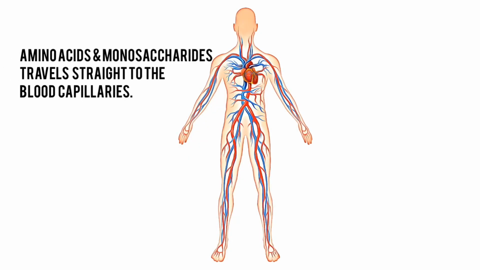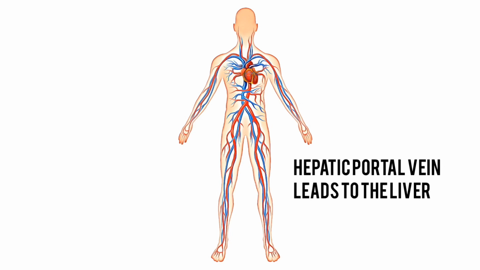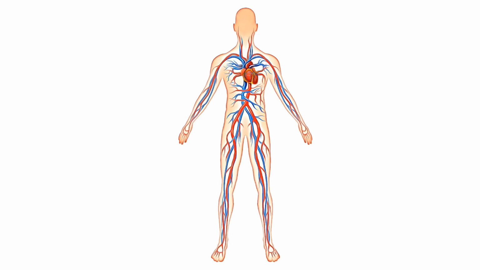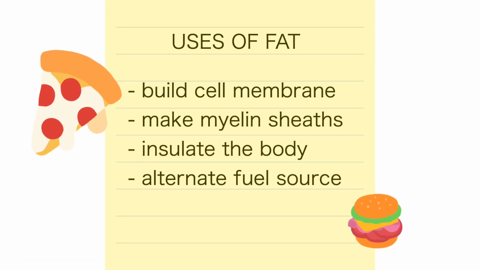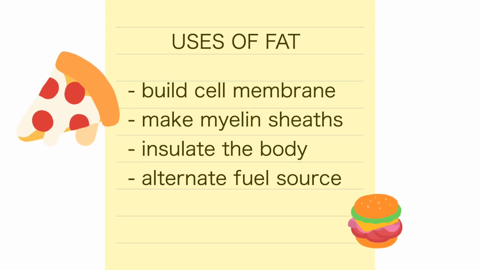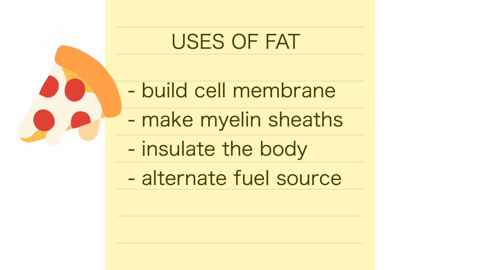This differs from protein and carbohydrate digestion because amino acids and monosaccharides do not travel through the lymphatic system, but instead travel straight to blood capillaries and then into the hepatic portal vein that leads to the liver. Fats can travel around your body. The uses of fat are to build cell membranes, make the myelin sheath, insulate the body, and serve as an alternate fuel source.